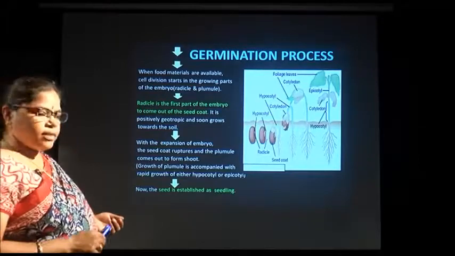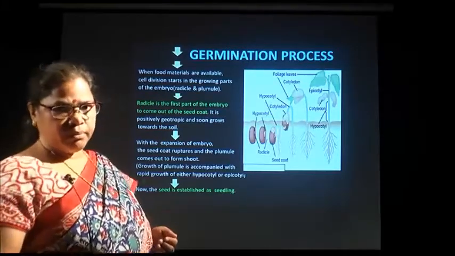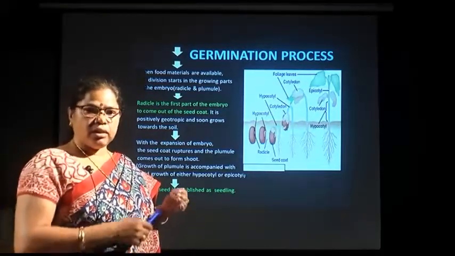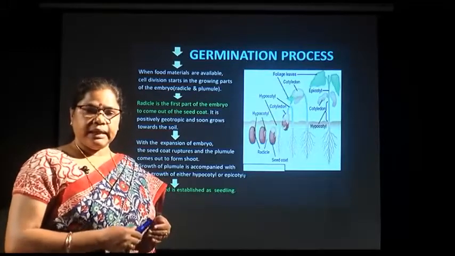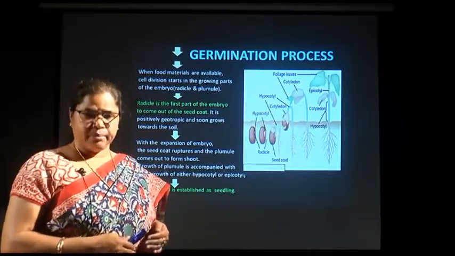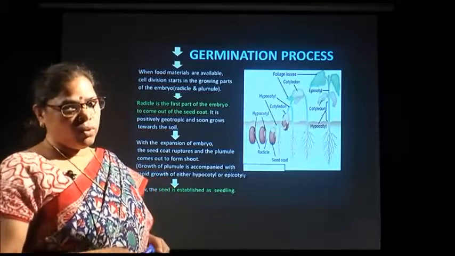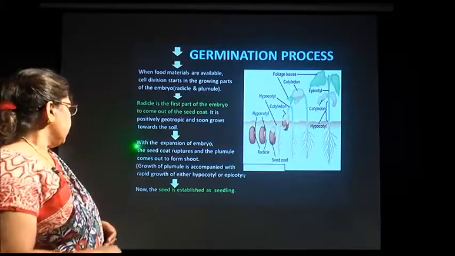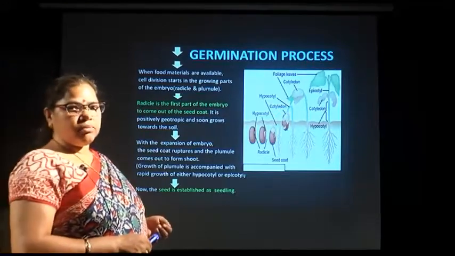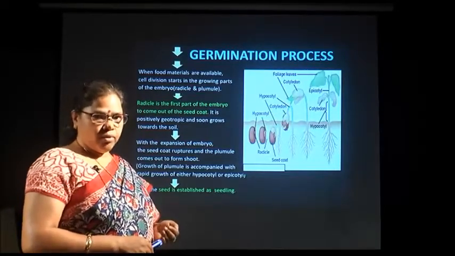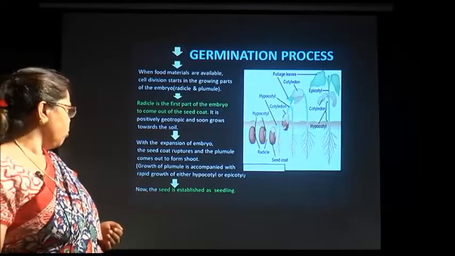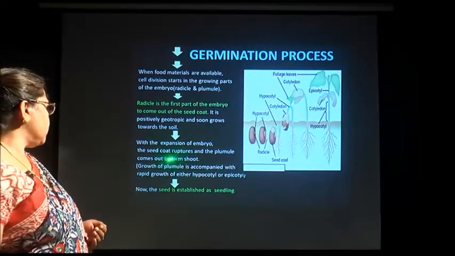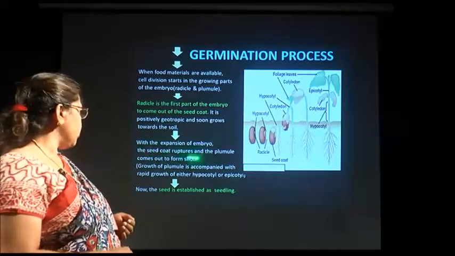And since it is positively geotropic, it means the direction of growth of the radicle is in the direction of gravity, that means downwards. So it goes downwards and towards the soil. Then further expansion of the embryo occurs. After the radicle emerges out, the embryo also grows further, and by growth of the embryo the seed coat ruptures.